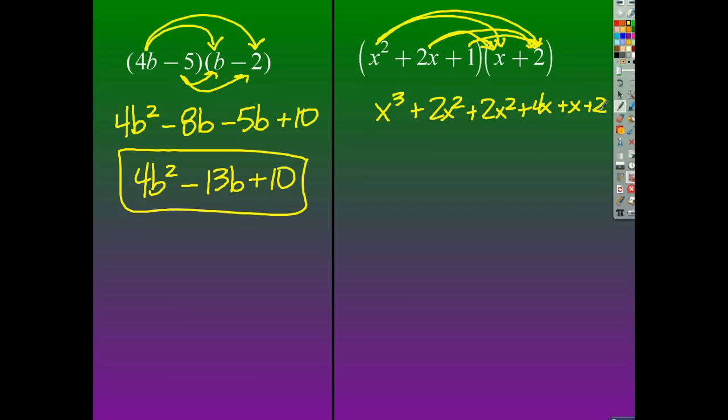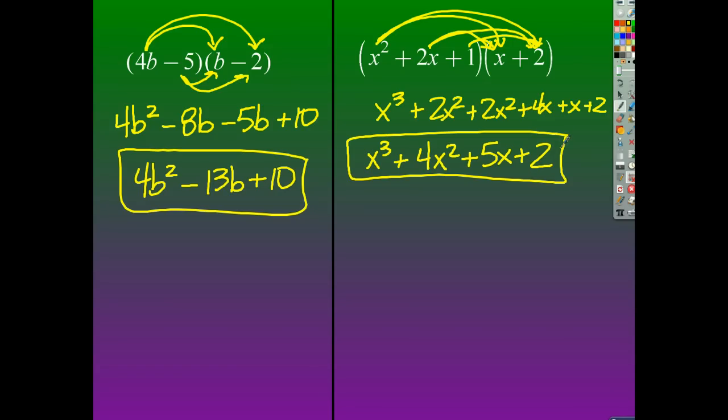So I'm going to end up with, sorry, I'm running out of space here, x cubed, and then 2x squared plus 2x squared is 4x squared, plus 4x plus x is plus 5x, and then plus 2. And there we go. My highest exponents are on the outside, on the left, and it goes down, and I have it all simplified.